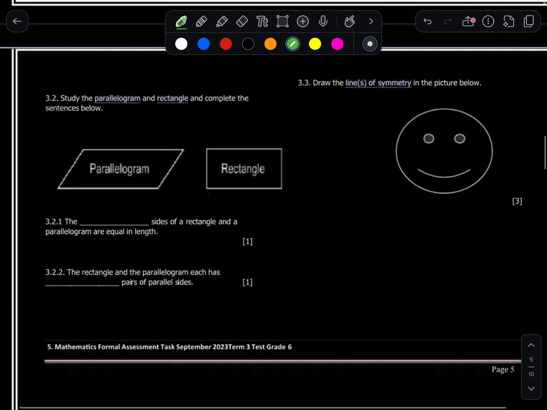Question 3.2. Study the parallelogram and the rectangle and complete the sentences below. The something sides of a rectangle and a parallelogram are equal in length. So it is the opposite sides.